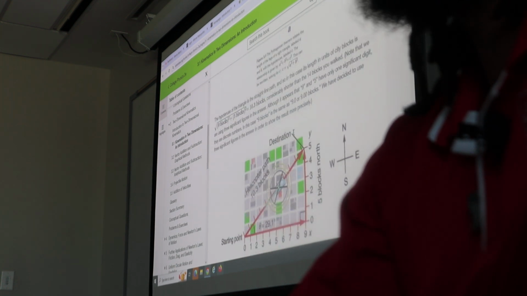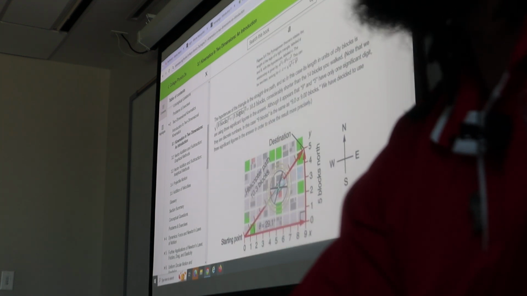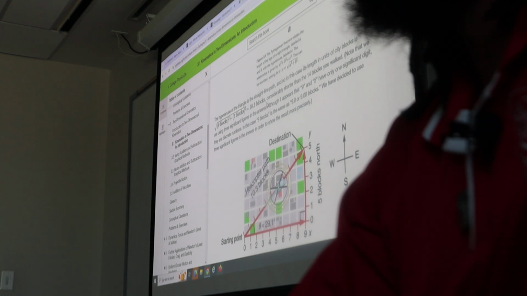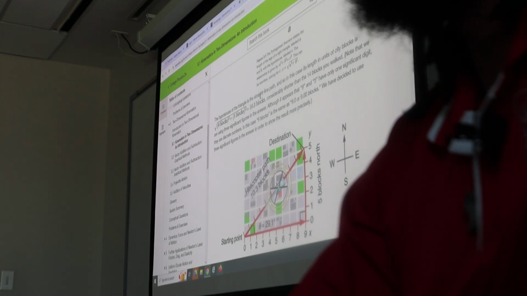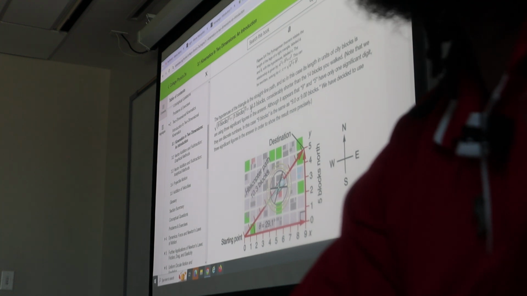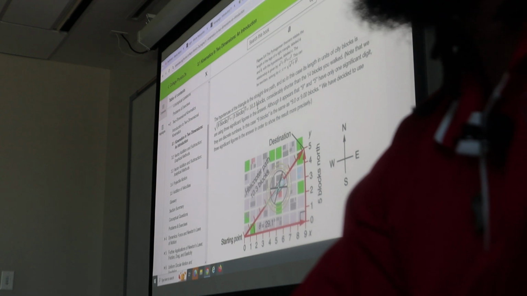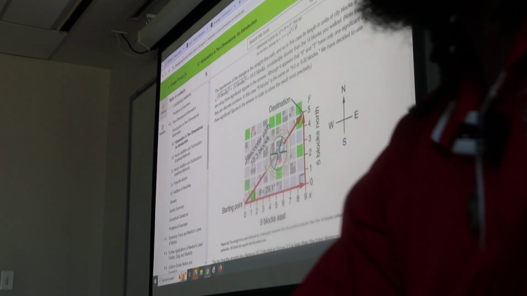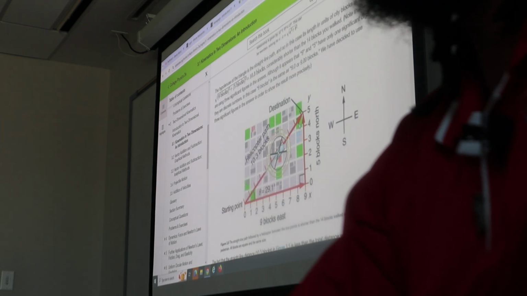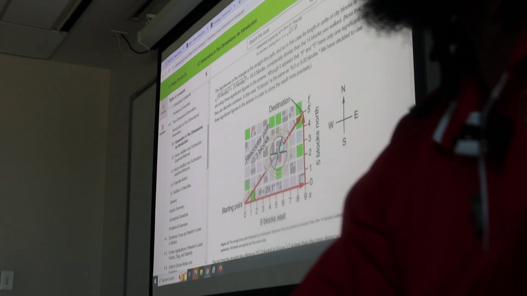So if you're walking 9 blocks and then you walk 5 blocks, what's my resultant? What's the straight line? What's the path that I need to walk to get there in the most efficient time? So this is what would be the most efficient direction. The most efficient path would be a straight line rather than going over up.